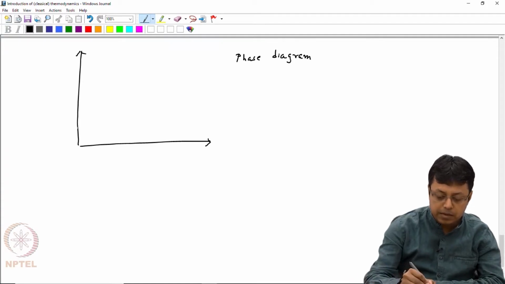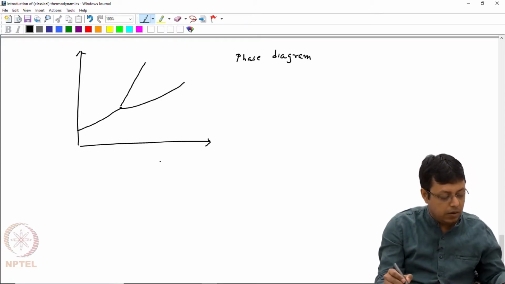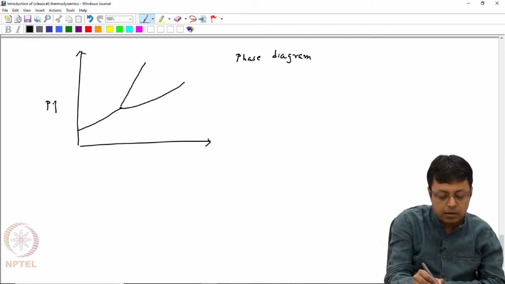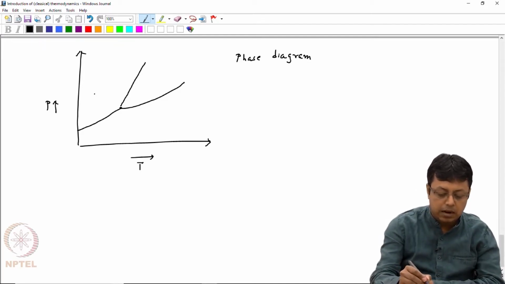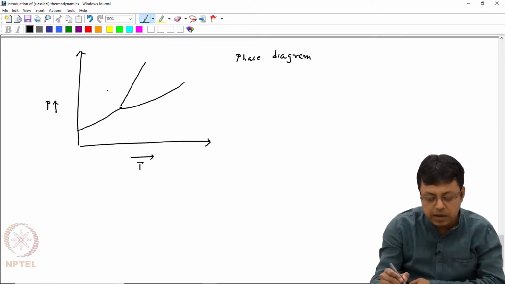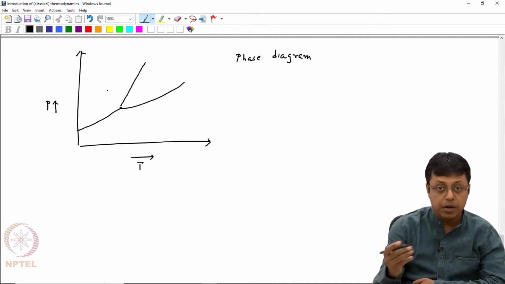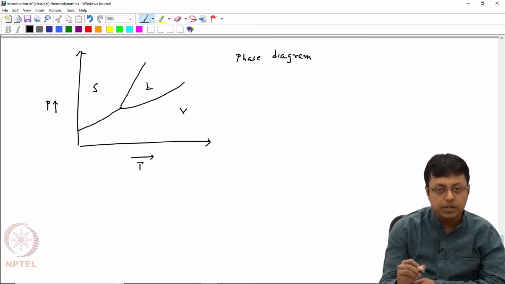So I'll draw a typical phase diagram, and it looks something like this, and we are plotting it, say, pressure versus temperature. So what we see here is that this region we call the vapor region, at a very high temperature and low pressure. This will be the region of the vapor, and this will be the region of the solid, which is at a very high pressure or low temperature, and similarly this will be the region for the liquid.